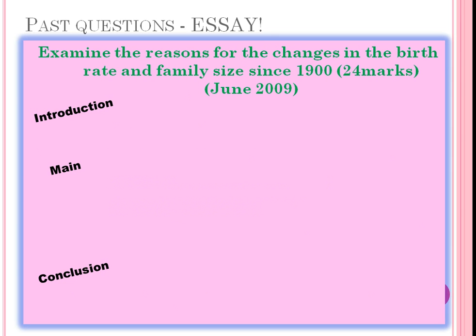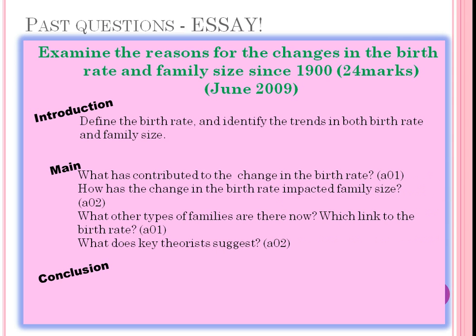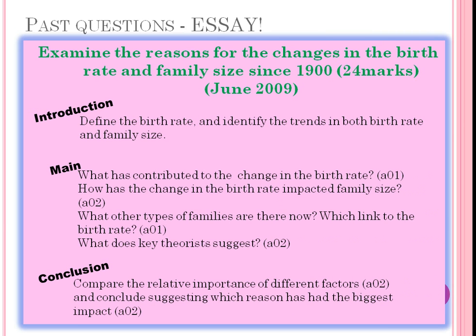Another past essay question is talking about the birth rate, the reasons for the changes in birth rate and the impact on family size since 1900. So again, define the birth rate. What are the trends in birth rate and family size? What has contributed to the changes? How does it impact family size? Talk about other types of families which link to the birth rate and what key theorists suggest. Compare the relative importance of the different factors or suggest which reason has the biggest impact.